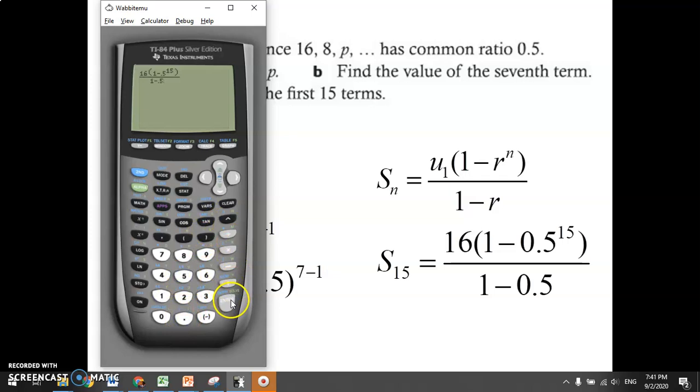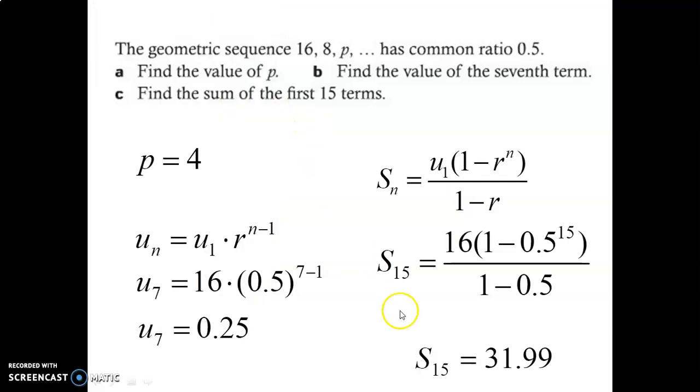Okay, let's press enter and see what it gives us. I see that value, 31.99. And let's check here. 31.99. Good news, everything works out.